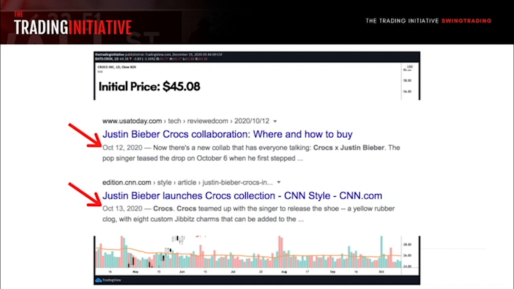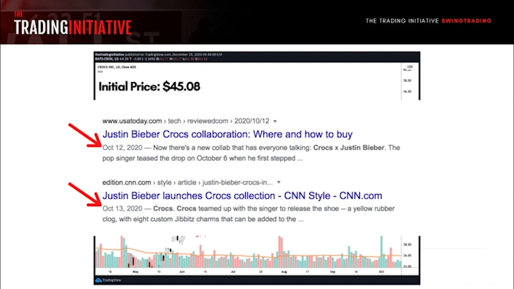A week and a half, 2 weeks later, Justin Bieber collabing with Crocs. First off, thank you, J Beebs. This has turned into a very good trade. You get in based off price and let the news headlines and everybody else chasing those pay you. That's it. Every person in the world is going to see this news headline and they're going to go buy Crocs, buy Crocs, buy Crocs.